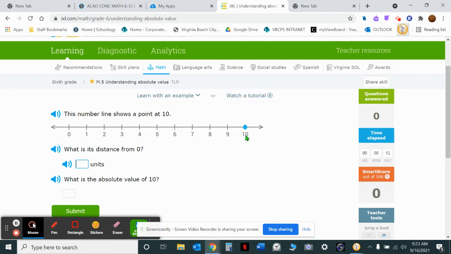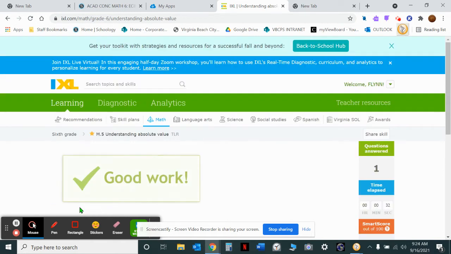Well, let's count it from 10. So we start at 10. We don't count that 10 as a 1. It's starting at 10. It's 1, 2, 3, 4, 5, 6, 7, 8, 9, 10. Hey, it's what we thought it would be. 10 is 10 units from 0. So what is the absolute value of 10? It's 10. That is what absolute value is, distance from 0.